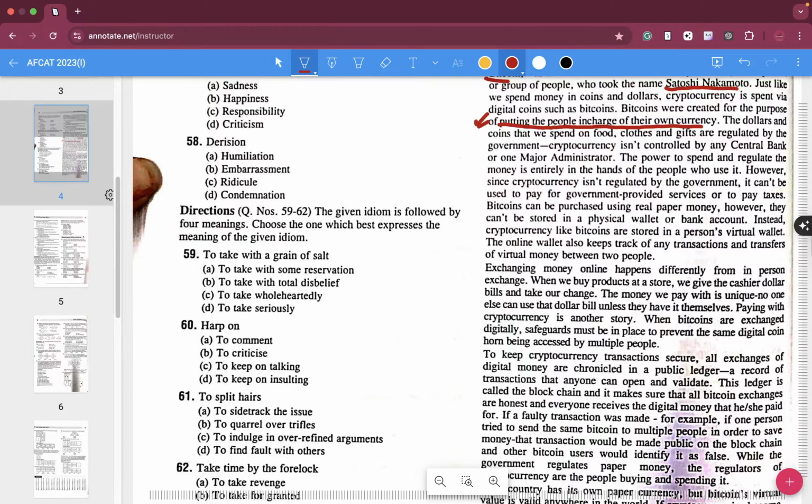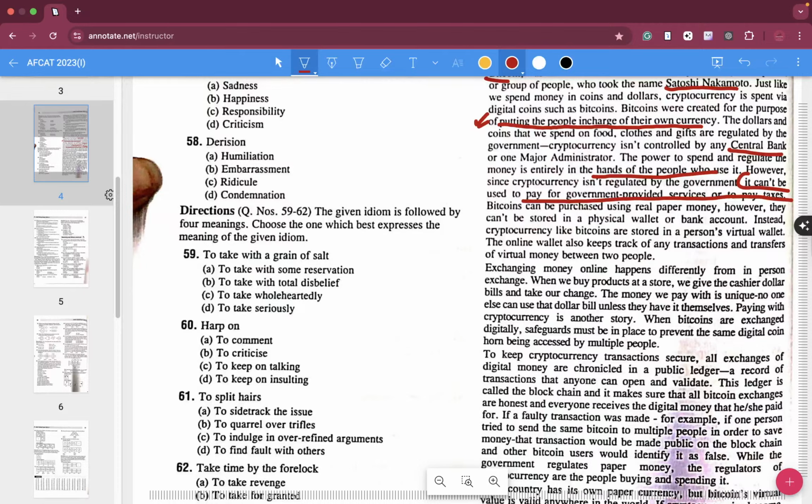The dollars and coins that we spend on food, clothes and gifts are regulated by the government. Cryptocurrency is not controlled by any central government or any major administrator. The power to spend and regulate the money is entirely in the hands of the people who use it. However, since cryptocurrency isn't regulated by the government, it can't be used to, now this is an important point, it can't be used to pay for government provided services or to pay the taxes.